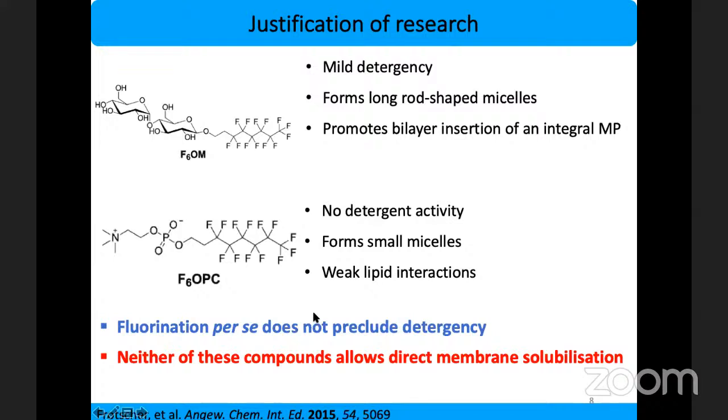Fortunately, there is already a publication in which a commercially available fluorinated surfactant was used to solubilize membrane protein. But unfortunately, only these two compounds are available commercially. So there is a need to synthesize new compounds based on the results that have been published for this particular compound.